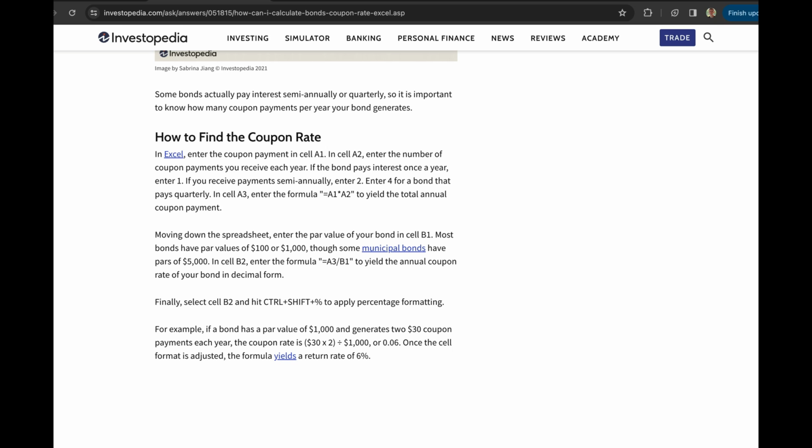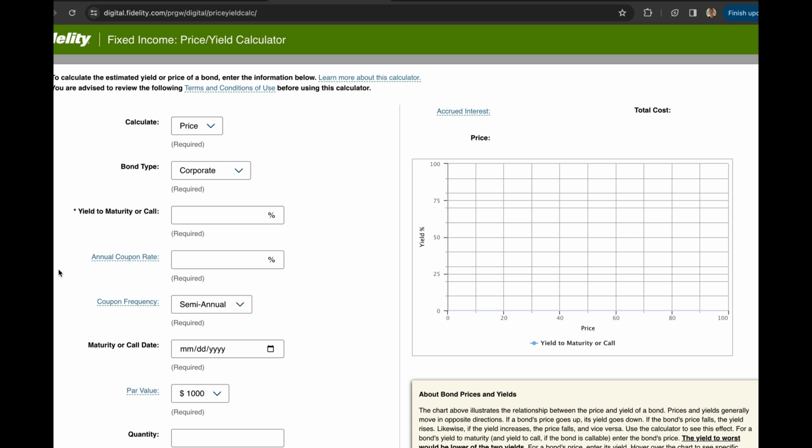But we can do this with all of these complicated formulas and all of these Excel formulas, or we can just have a simple calculator on a website that I'll link down below that will do all of this for you if you just input a little bit of information. So when you click on that link in the description down below, it'll take you to this page right here, which is once again a Fidelity calculator for calculating bond price, and it also does bond yield as well.